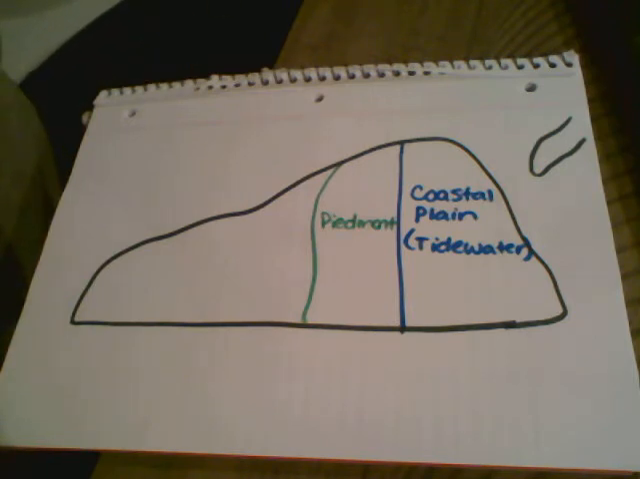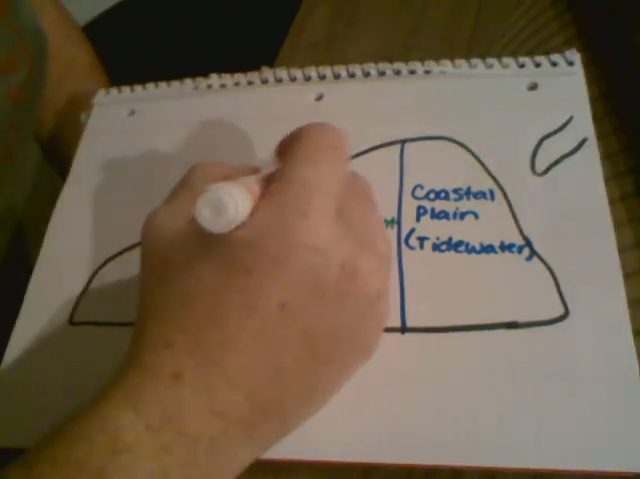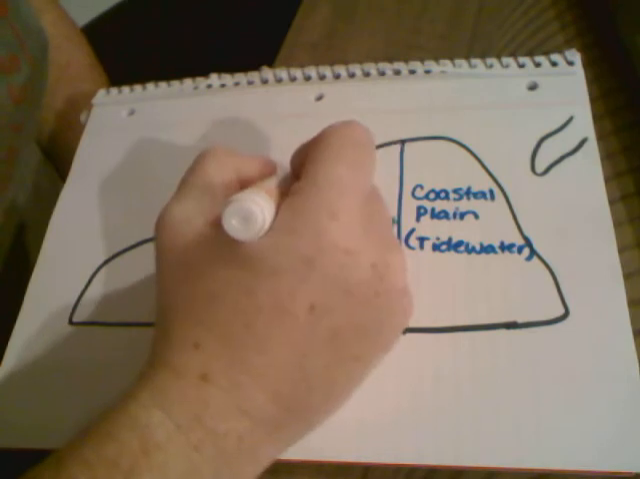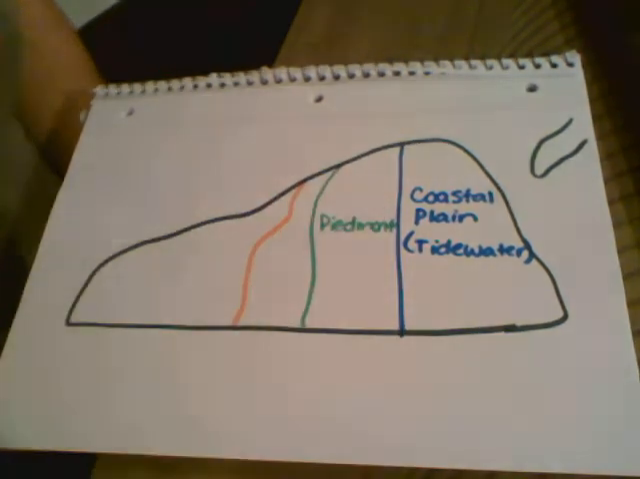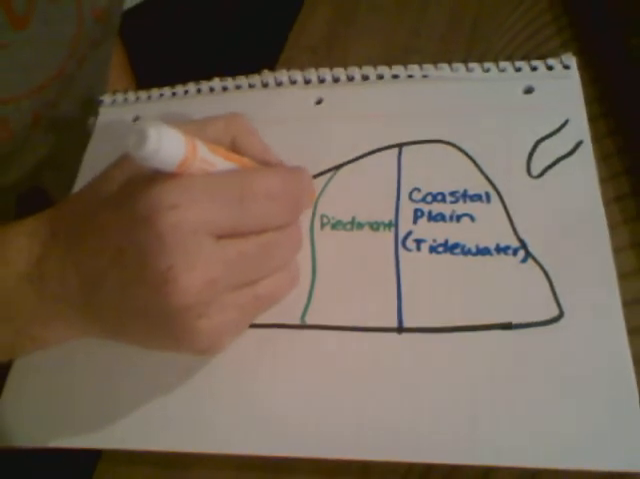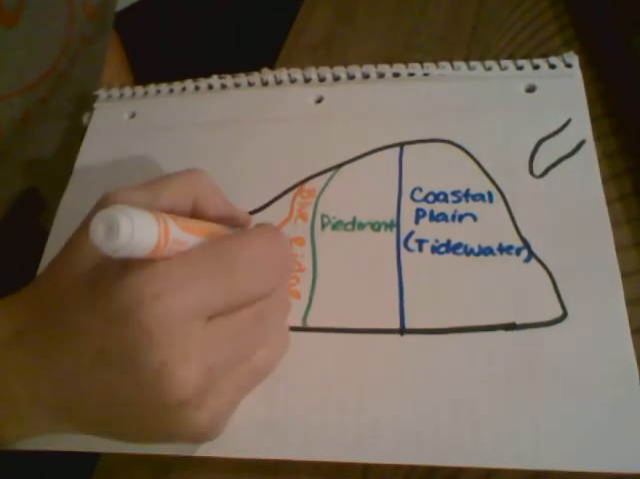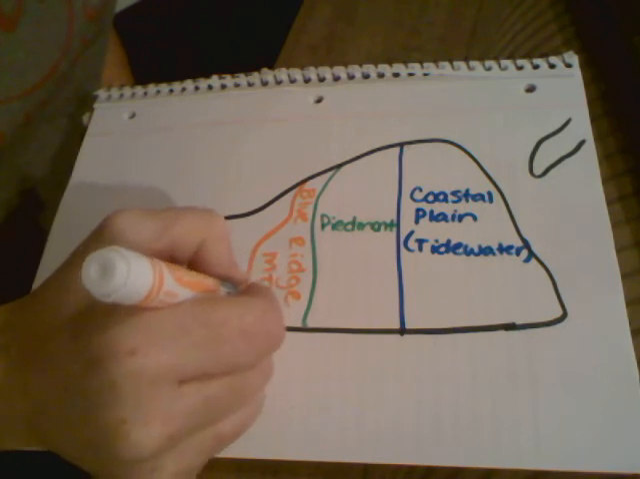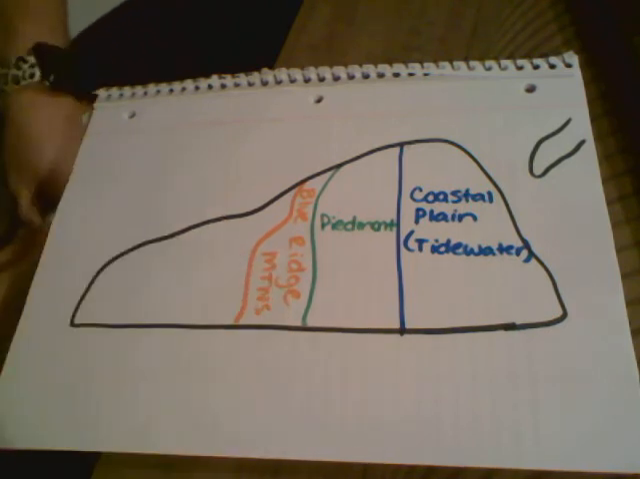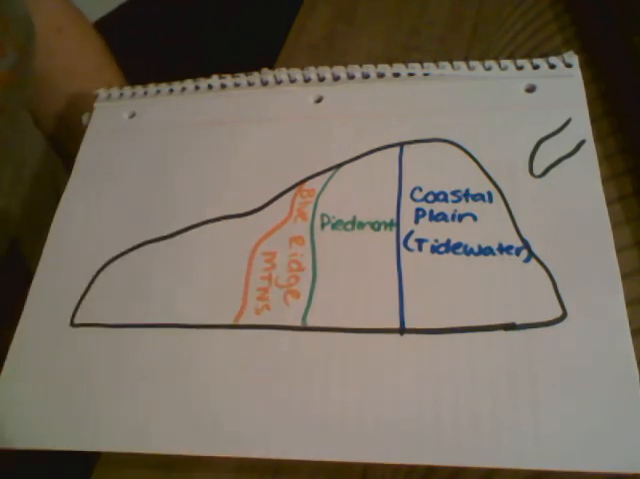All right. And then the next region we have is this little sliver of mountains here. And these are called the Blue Ridge. And I'm just going to put MTNS for mountains. The Blue Ridge Mountains.